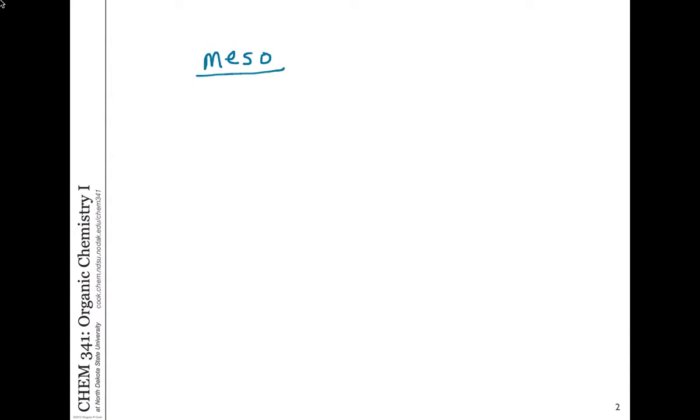A meso compound. There's a plane of symmetry in the molecule, but take benzene: it has a plane of symmetry. Actually, lots of them. Is benzene a meso compound? No, it has to have something else. Two or more stereogenic centers. That's right, two or more stereocenters.